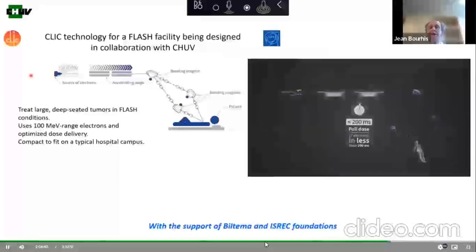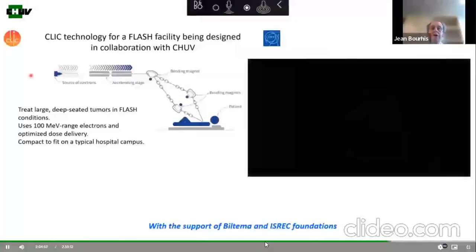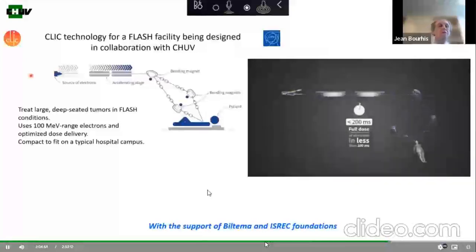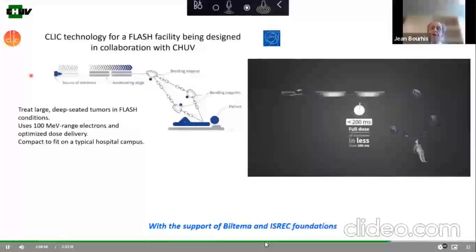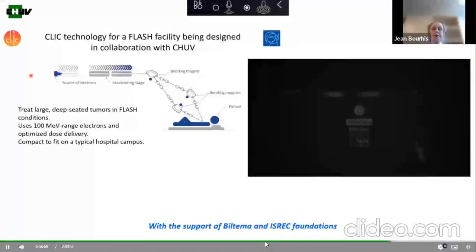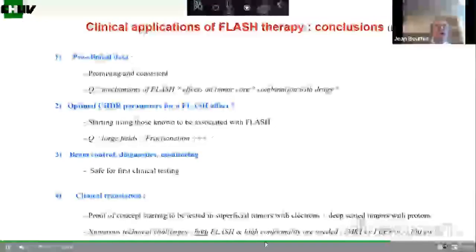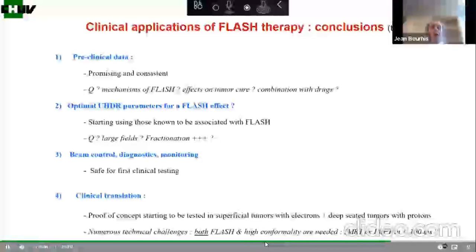So this is the project that we have with CERN for flash therapy with very high energy electrons. Just starting now. And these are the conclusions. Clinical application for flash therapy. Certainly the conclusion is temporary because we are really just starting to try to use this in the clinic.